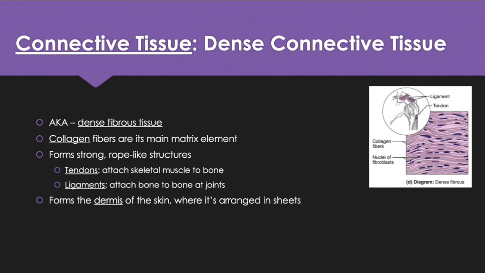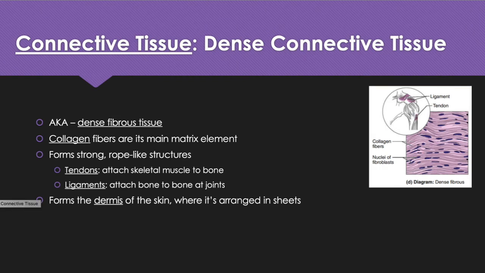at our joints. It also forms the dermis of your skin, where this kind of tissue would be arranged in sheets. So our skin has two main layers. We have the epidermis, which is the outer layer, and the dermis, which is below that, just deep to the epidermis. So dense connective tissue or dense fibrous tissue would make up the dermis of the skin as well. So we have dense connective tissue.